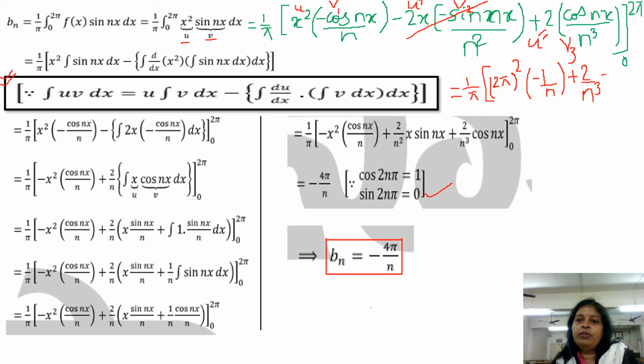and minus, now we will do the lower limit. For the lower limit, when x is equal to 0, this will become 0, but here this will exist because cos 0 is 1, you will get 2 upon n cube. You see that these two terms will get cancelled.